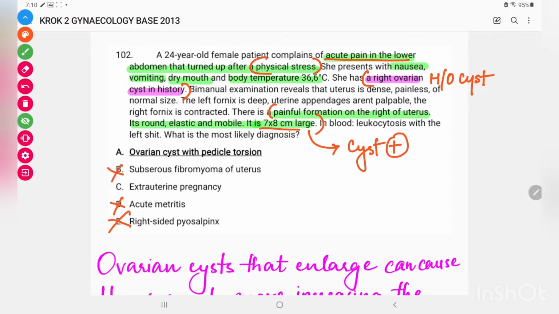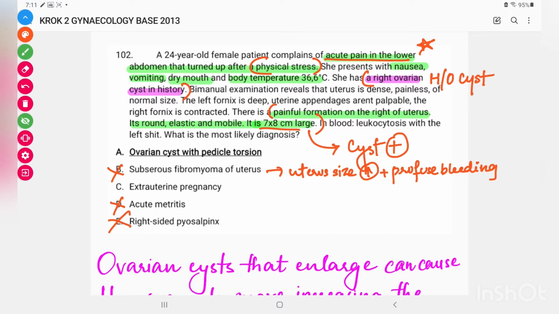Then comes the subserous fibromatoma, basically fibroids. So again, I said fibroids always present with heavy menses, and the uterine size will increase. So uterus size increase plus profuse bleeding. So these are the main points. In our question the presentation is totally different, because as I already mentioned, there's a very important point which says that the acute pain started after the physical stress. Now the options between A and C.